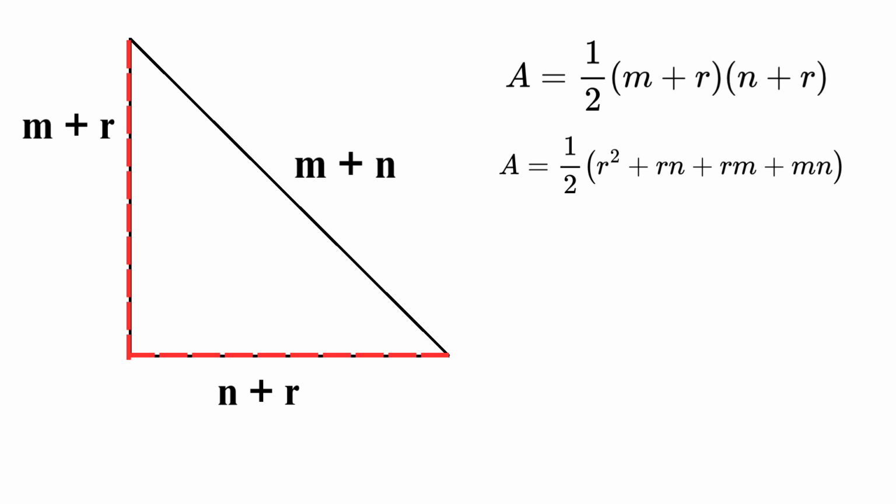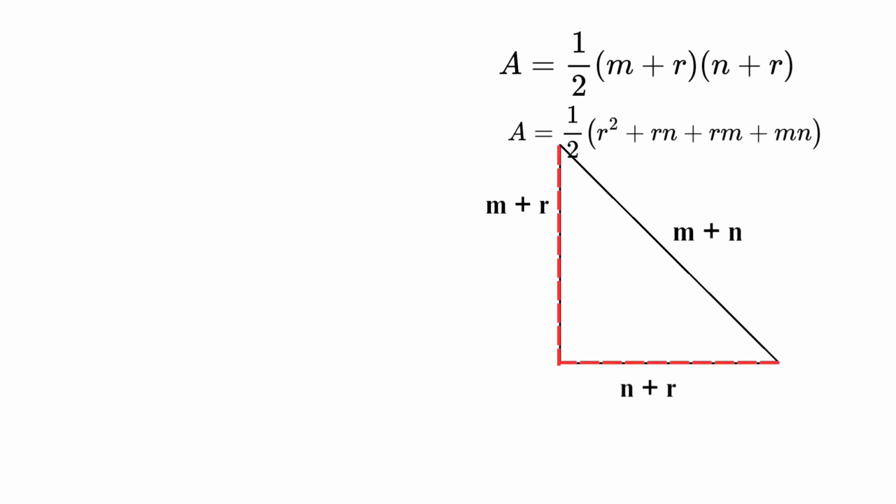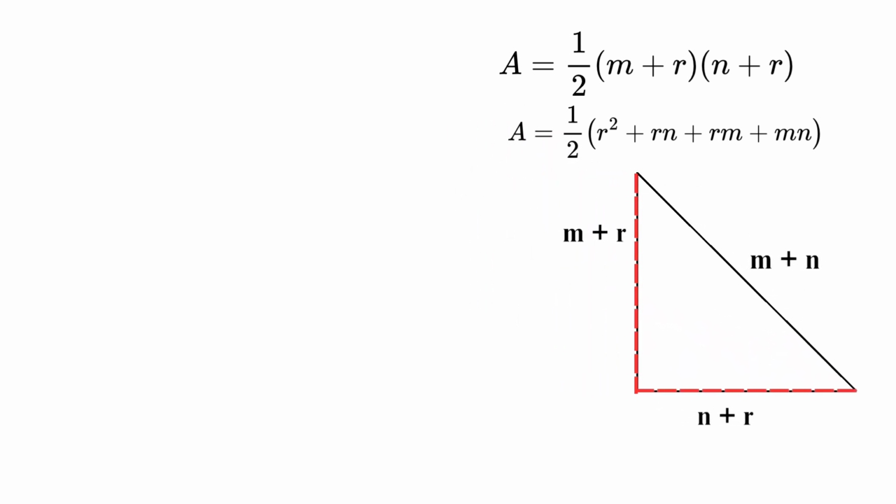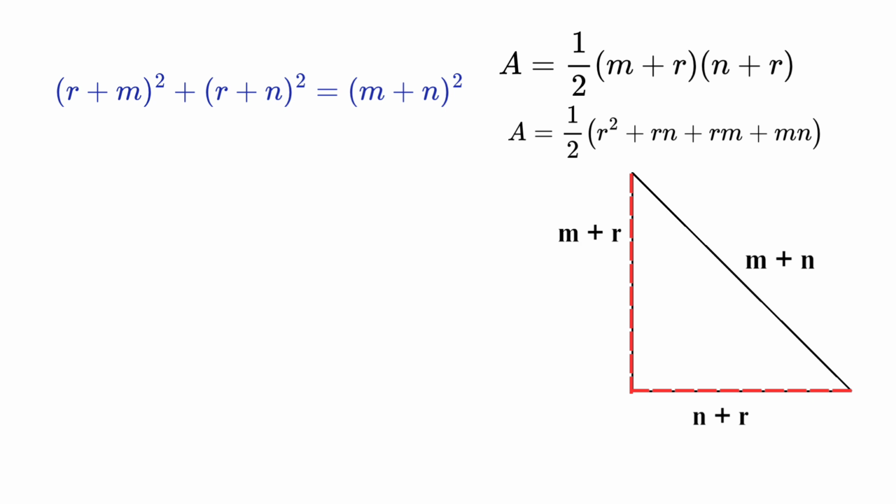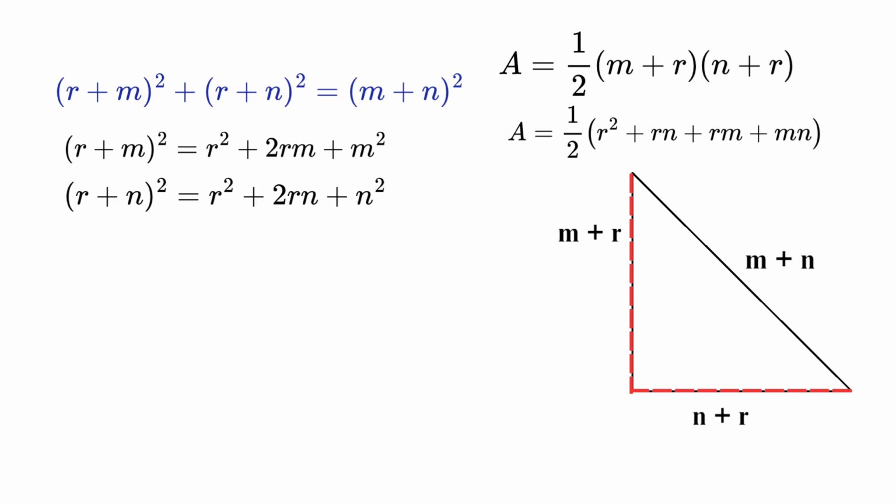So, what should we do next? We have not yet used our most powerful tool, the Pythagoras theorem. Since this is a right triangle, we apply it as follows. r plus m whole square plus r plus n whole square equals m plus n whole square. Now, let us expand each term step by step. r plus m whole square equals r square plus 2mr plus m square. r plus n whole square equals r square plus 2nr plus n square.